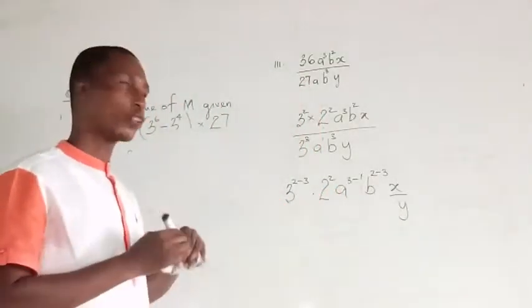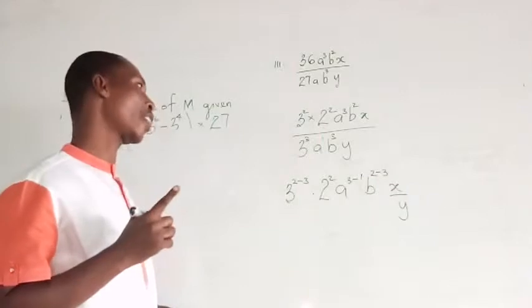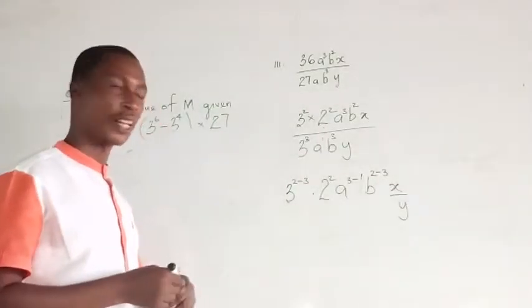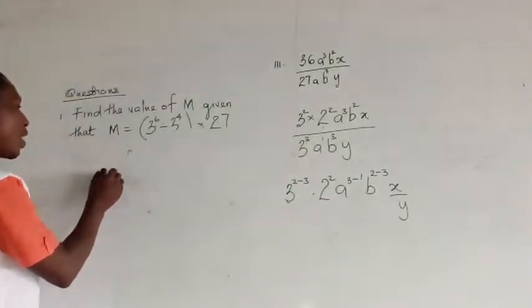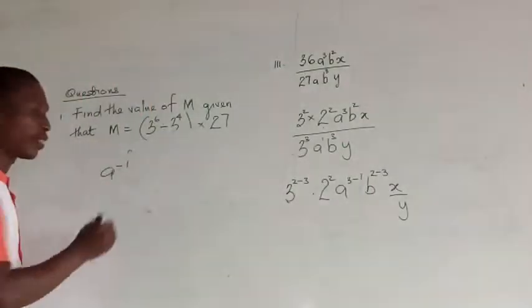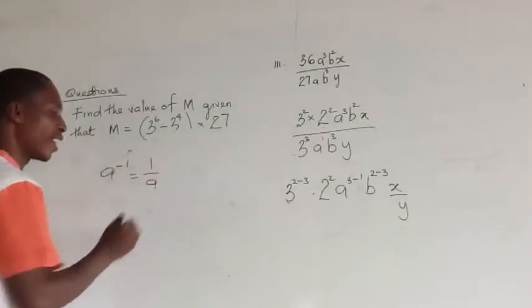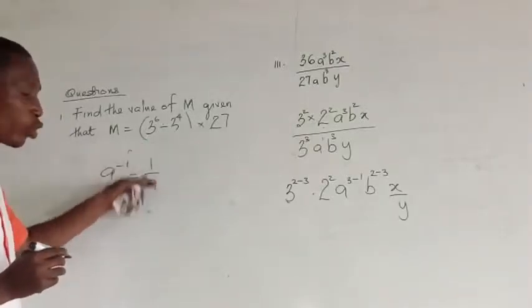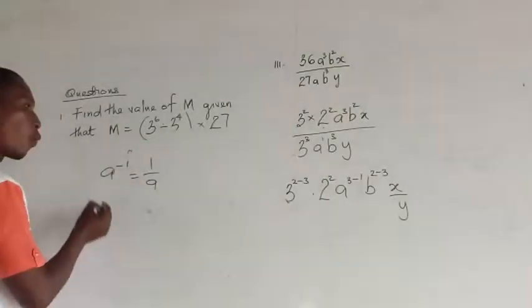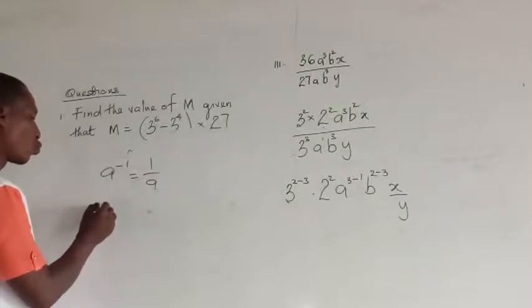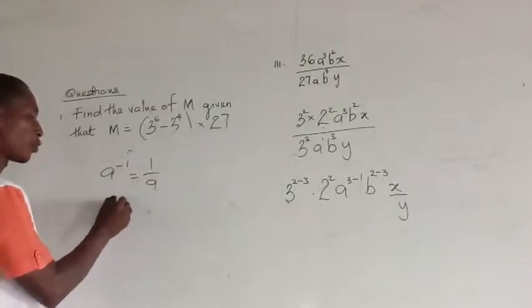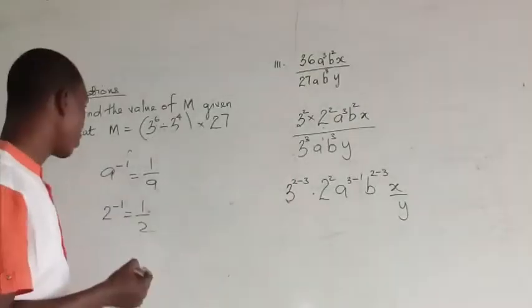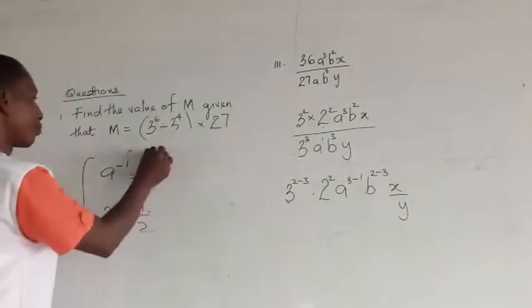There's one law you are supposed to know. Always bear this one in mind before we bring our final answer. Just observe it clearly. When we get a to the power minus 1, it is the same as 1 over a. It's an indicial law. a to the power minus 1 is equal to 1 over a. So if I get, let's say, 2 to the power minus 1, it is the same as 1 over 2.